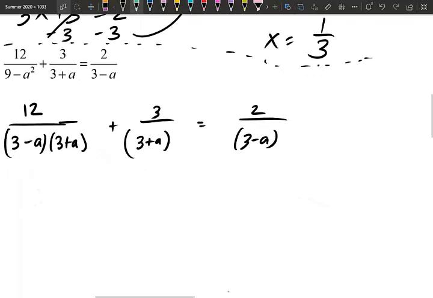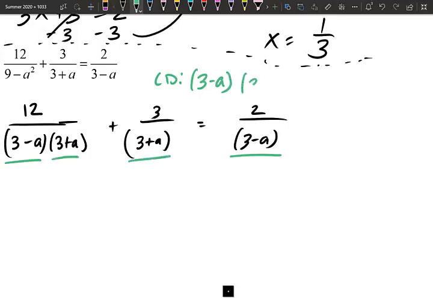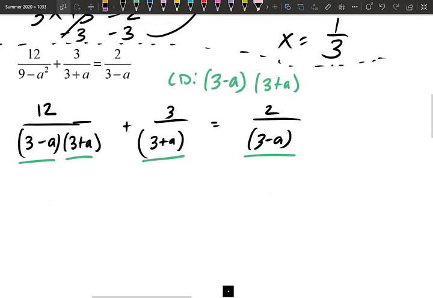All right, now we need to find our common denominator. So let's look for pairs. We have a pair, 3 minus a, 3 minus a. Do we have any other pairs? We do, 3 plus a, 3 plus a. There's nothing left in my denominator, so that is my common denominator. We're going to multiply everything by 3 minus a, 3 plus a.